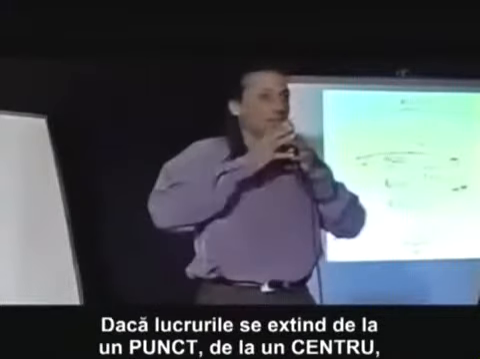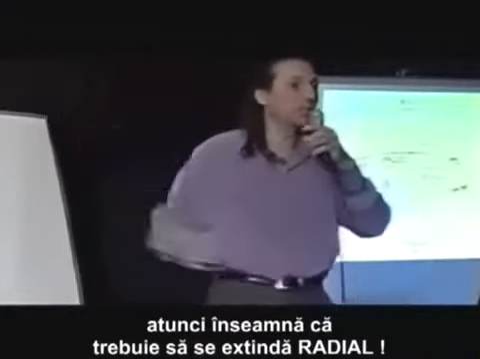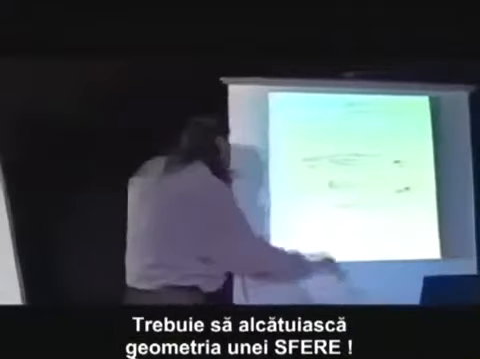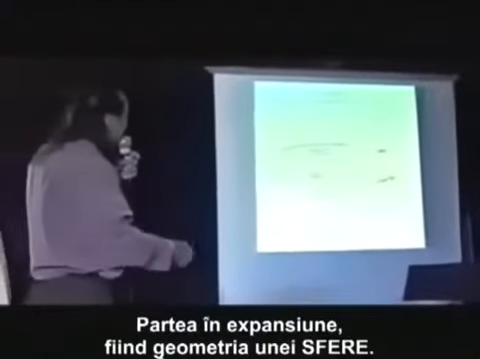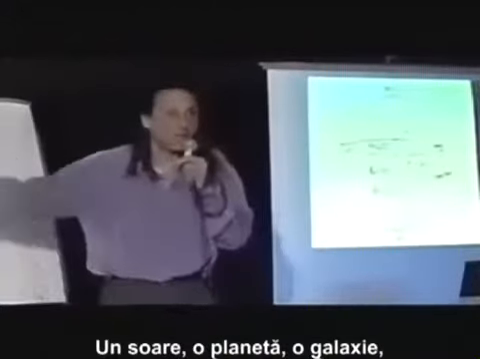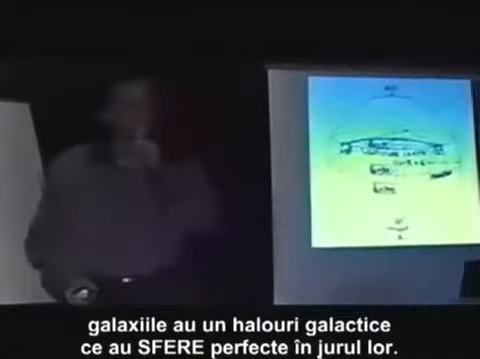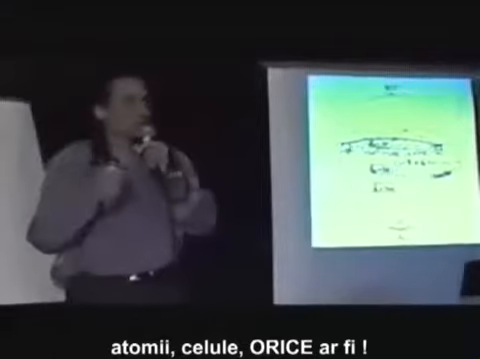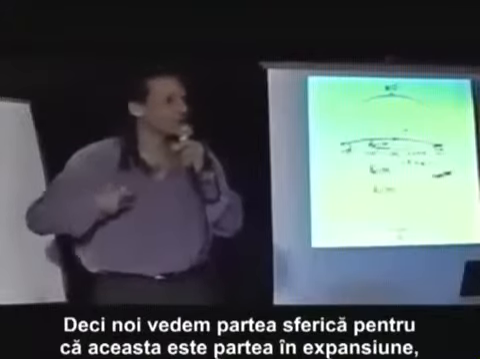If things are expanding from a point, from a center, then they must be expanding radially. It must make the geometry of a sphere. Right? The expansive part being the geometry of a sphere. That's what we see. A sun, a planet, a galaxy. Galaxies have galactic halos that are perfect spheres around them. Atoms, cells, whatever. Spheres. So we see the sphere part because that's the expansion part.